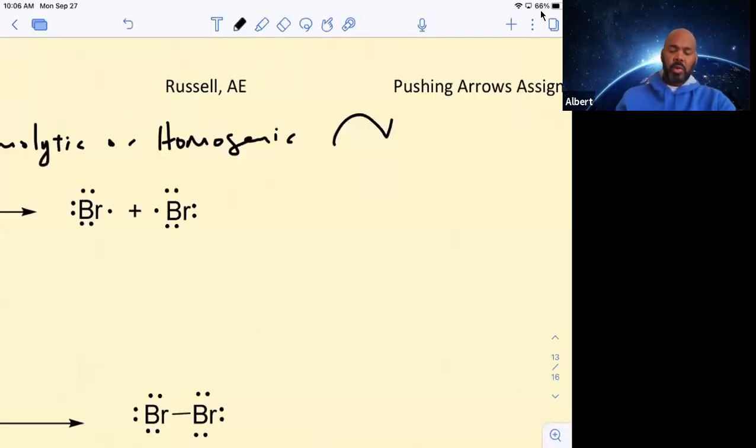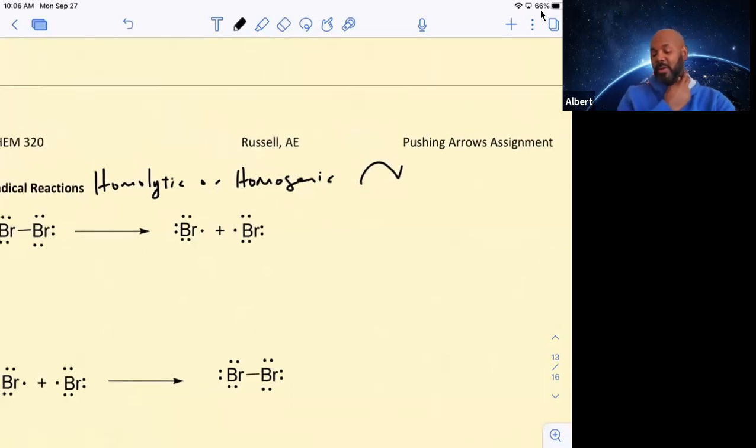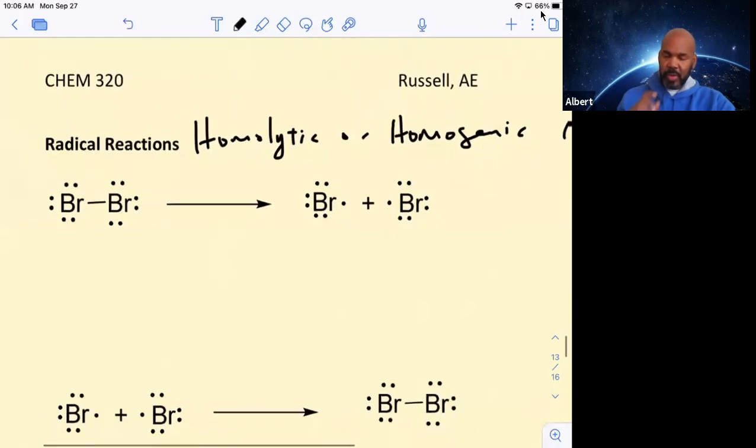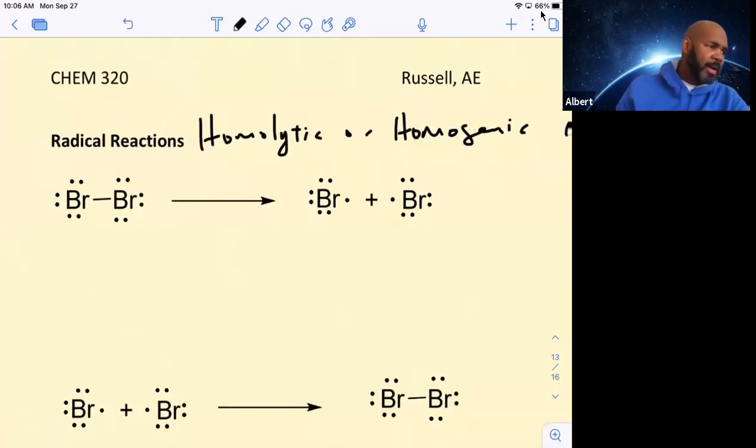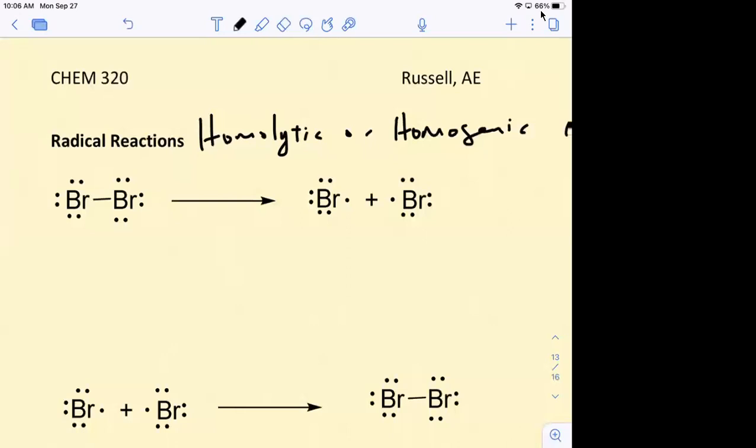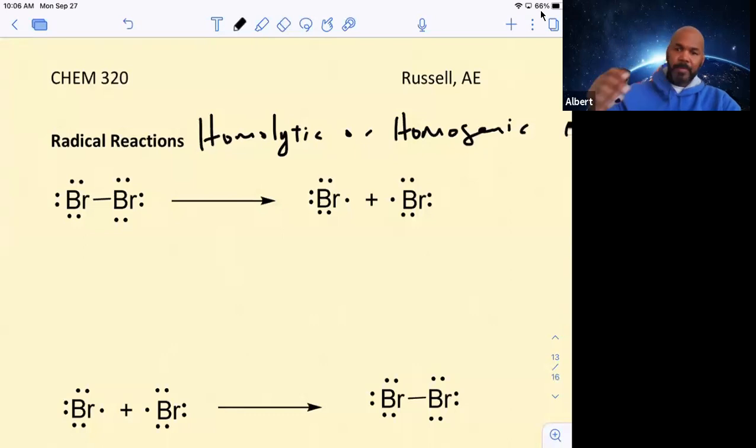Right. So homolytic or homogenic, single-headed arrows for any of these radical processes. So let's look at that first. And I hopefully you had a chance to watch the videos that I sent over the weekend. I know that was a big game and all that stuff, but I think the total is like 15 minutes. So let's look at that first example.